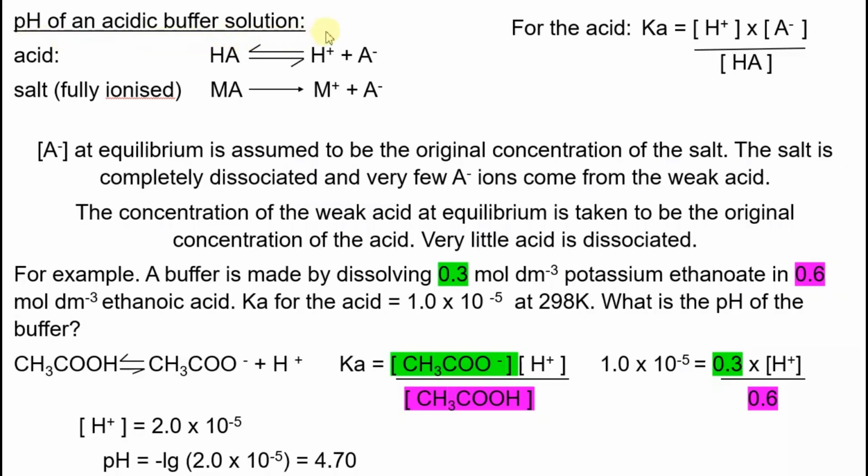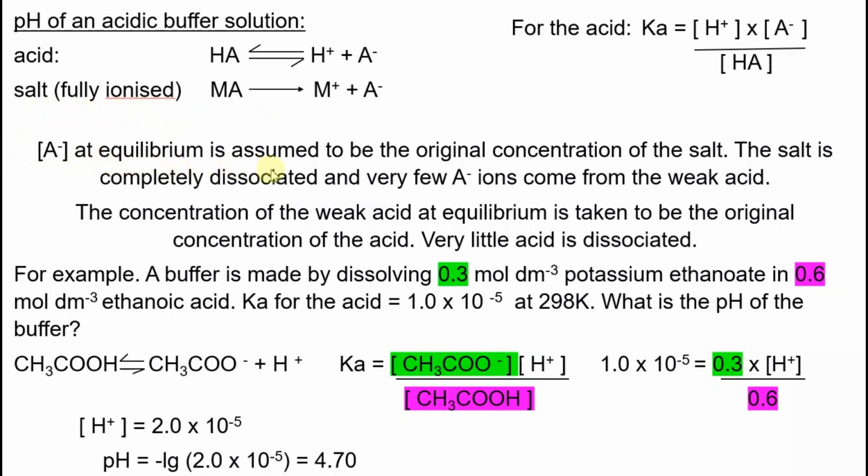pH of an acidic buffer solution. So I've got my general equation for the dissociation of a weak acid, very, very slightly dissociated. And I've got my equation for the complete breakup of the salt into its ions. My expression for Ka for a generalized weak acid. Two very important and very good assumptions.